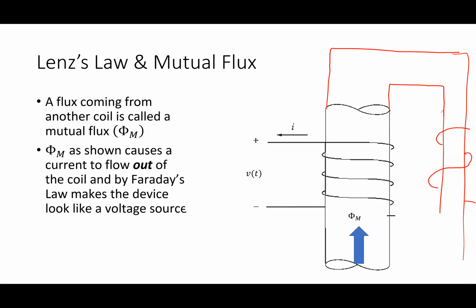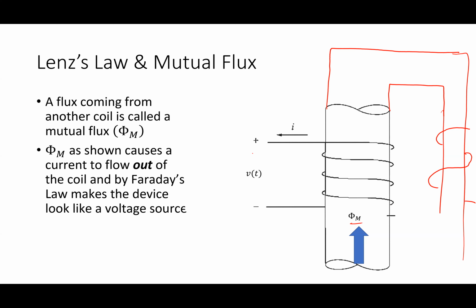Right, and that other winding was producing a flux passing through this coil. I called this phi sub m, meaning it's a mutual flux, coming from somewhere else. Lenz's law basically tells me this: if I have that flux going through that coil, coming up like it is right here, that's going to cause a current to flow out of this. And the voltage would have the plus and minus directions like I have right there. Now, the way I've shown this, there's an open circuit on it.